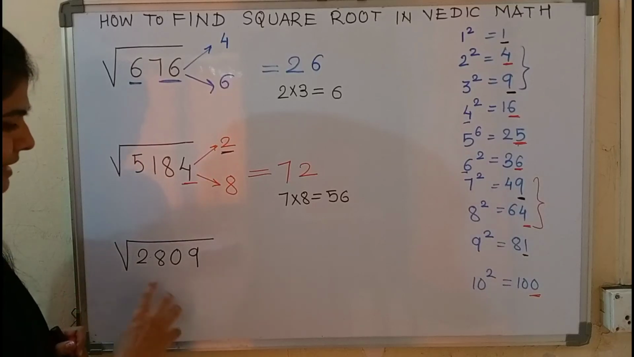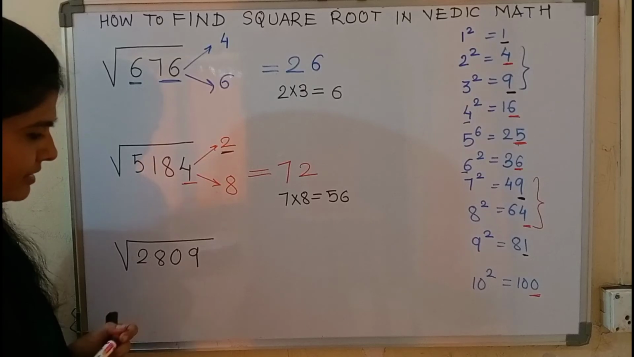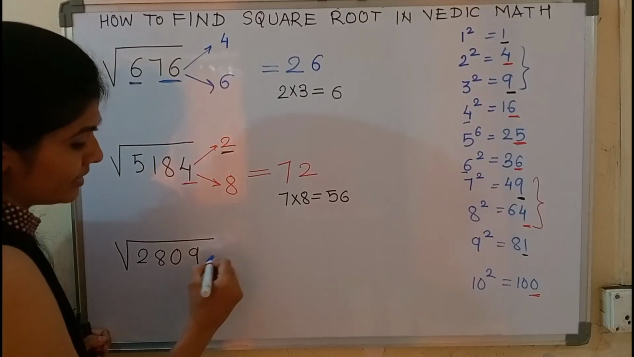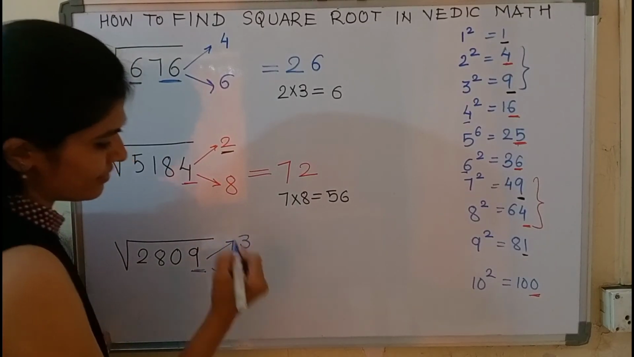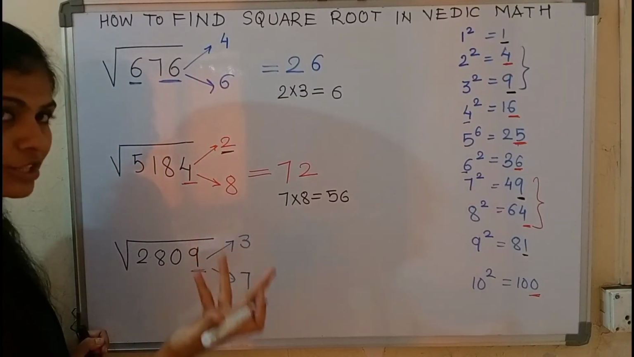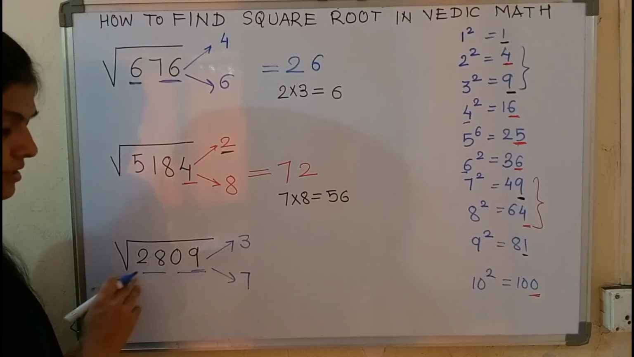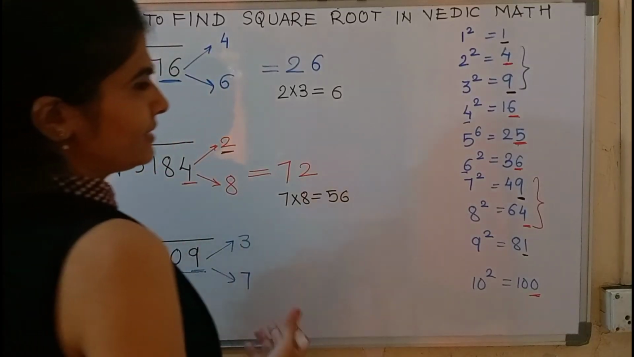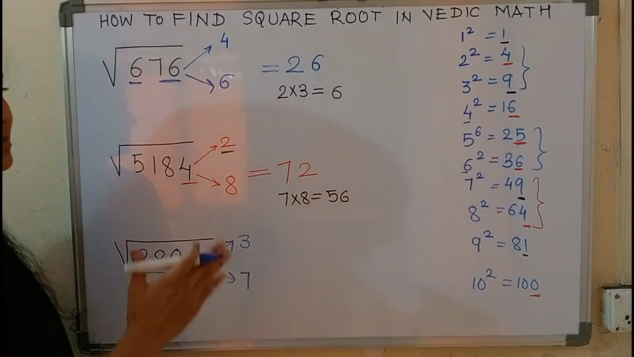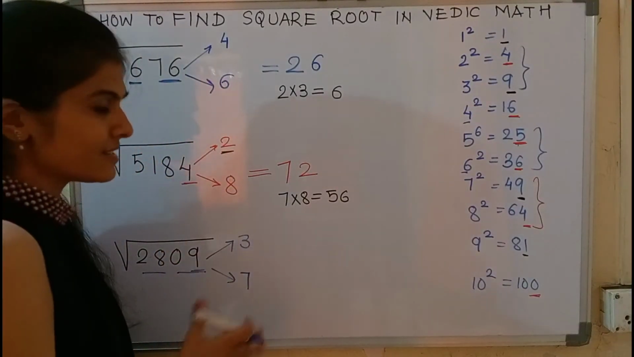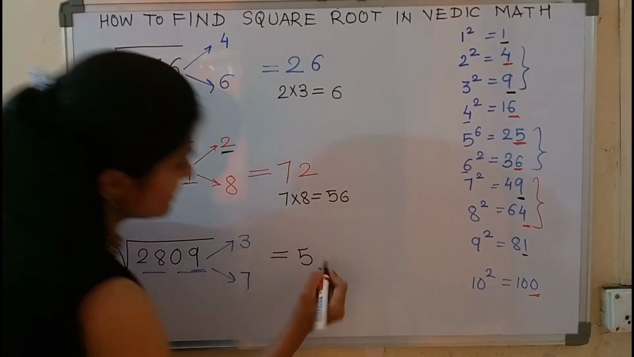Now next one is, let's say, 2809. It ends with which digit? Let's see. It ends with 9. If it ends with 9, it should be either 3 or 7, right? Now we need to decide whether 3 or 7. What are the other two digits? Other two digits are 28. Now let's see where 28 lies. 28 lies between 5 and 6. But 36 is greater and 25 is lesser. So friends, we should choose 5. So I choose 5. Now it is fixed.